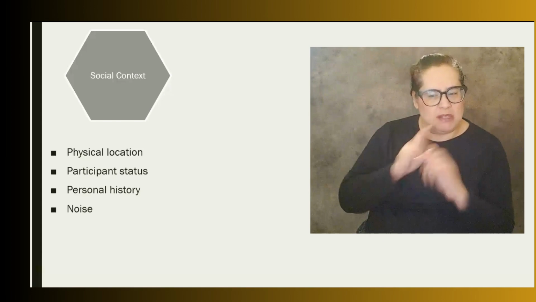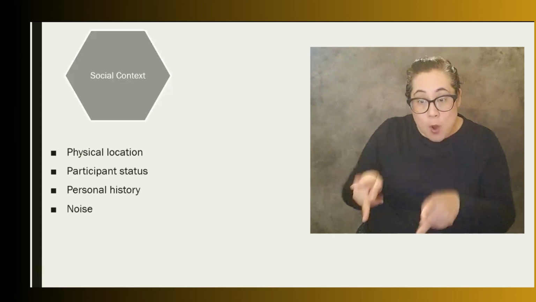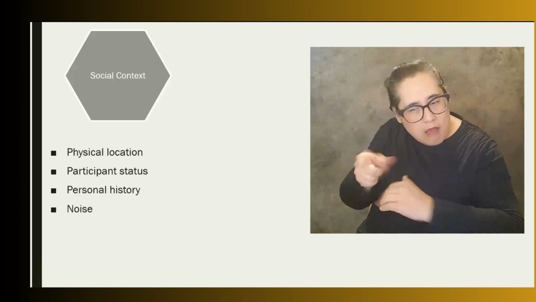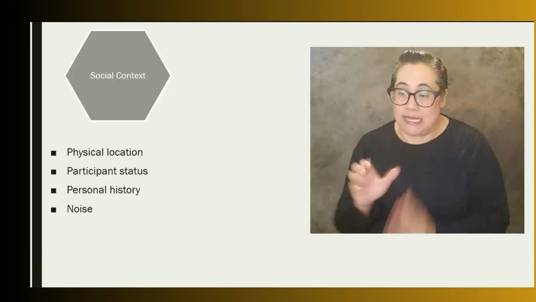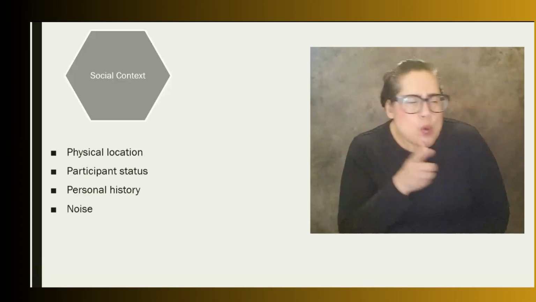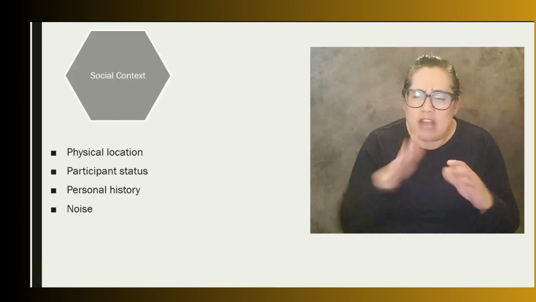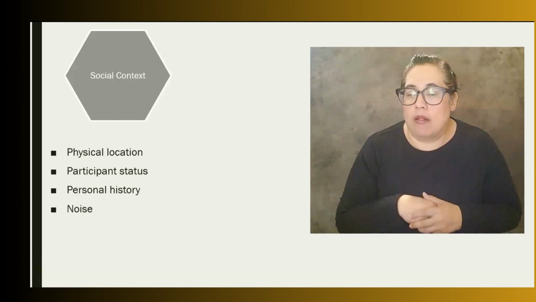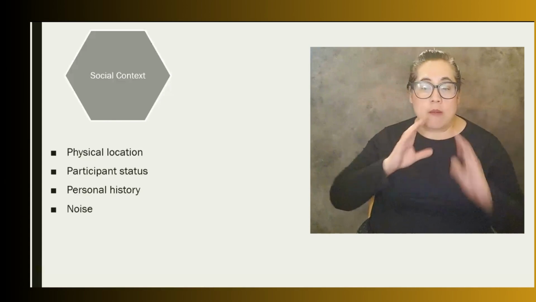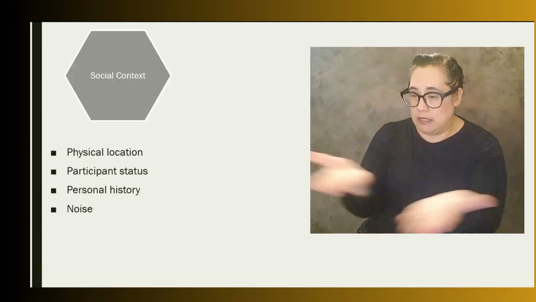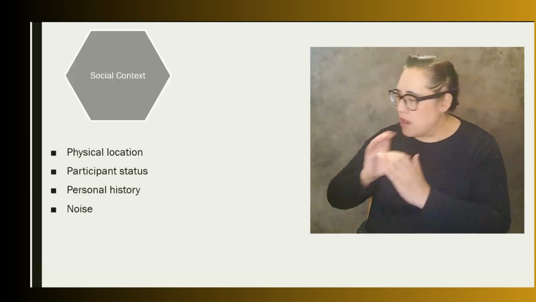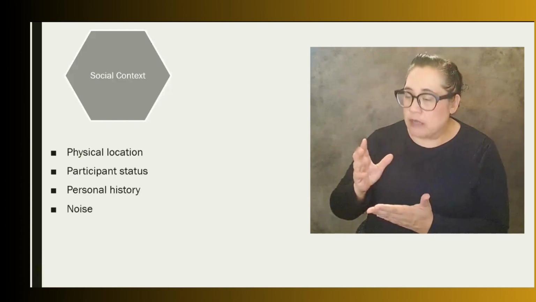The location a person is in affects how they communicate. Participant status refers to who is who within a communication setting. For example, a presenter communicates differently with participants than a volunteer, student, or attendee communicates with the presenter.